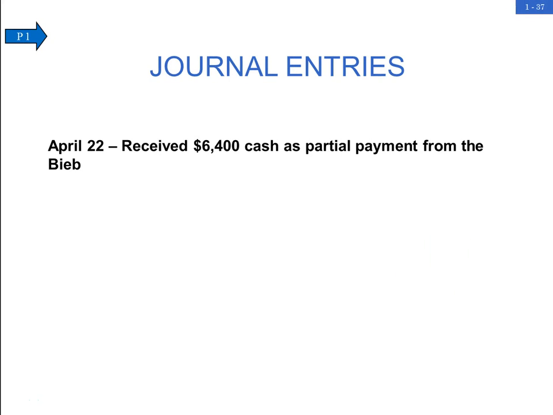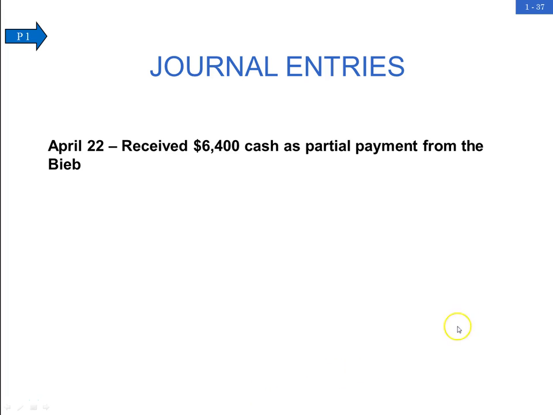April 22nd, received $6,400 cash as partial payment from the Beeb, right? He's just now paying for his haircut. Well, he owed us money, right? The account's receivable, and that's an asset. Now that he's paid it, he no longer owes us the money, so we need to show a decrease in his accounts receivable, which is a credit to the accounts receivable.